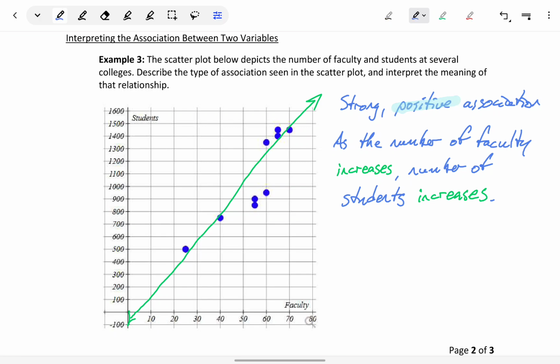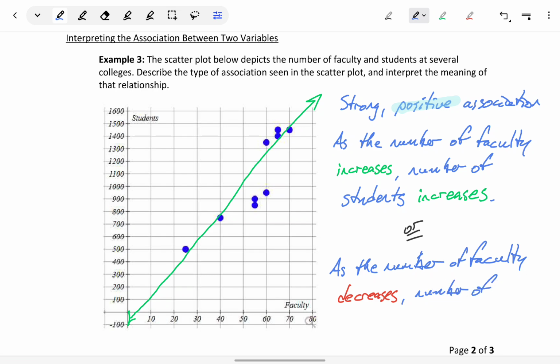So the positive association tells us that both variables are changing in the same direction. So there's another statement that we could make here that would be equally accurate based off the information that we have. And that is that as the number of faculty decreases, the number of students also decreases.